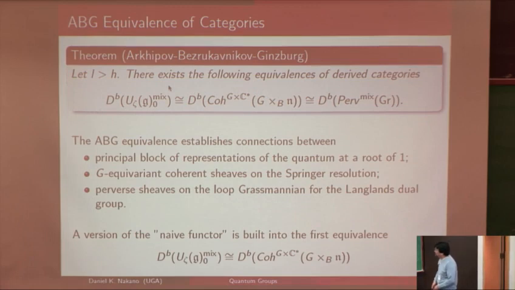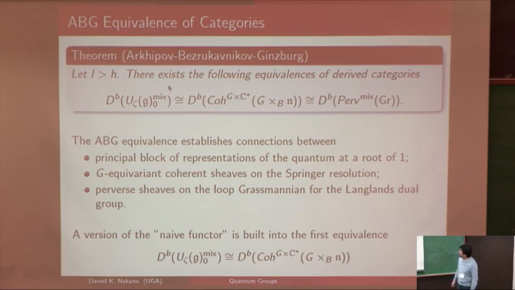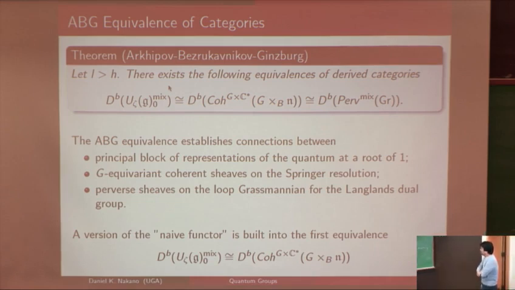All right, so I'm not going to describe all of this, okay? This is a theorem that's pretty famous. It's due to Arkhipov, Bezrukavnikov, and Ginzburg, and they proved this very beautiful result. What it does is it gives you an equivalence of derived categories.